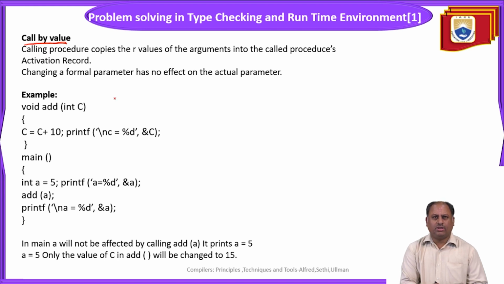So now we will take a small example related to call by value, where the calling procedure copies the R-value of the arguments into the called procedure, and activation records are to be implemented for noting down all these values, the formal parameters and actual parameters. So here changing the formal parameters has no effect on the actual parameters.